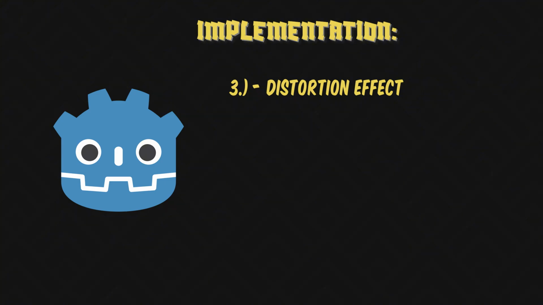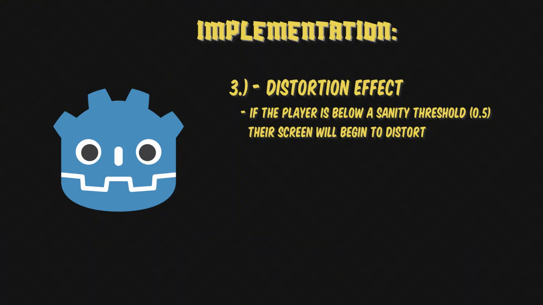And of course, the whole point of the sanity system is that it's supposed to be spooky. So once we reach a certain threshold, in our case 50, once the player's sanity drops below 50%, we need to start adding a distortion shader that moves and makes the screen all blurry, and it adds a sense of difficulty and scariness to your horror game.